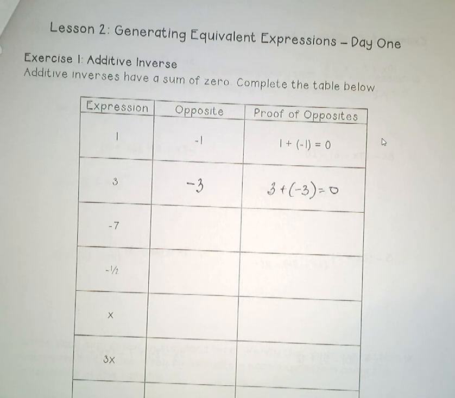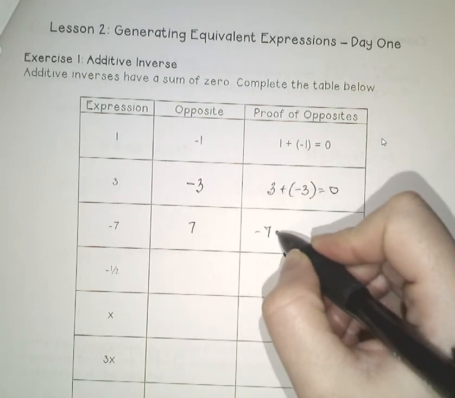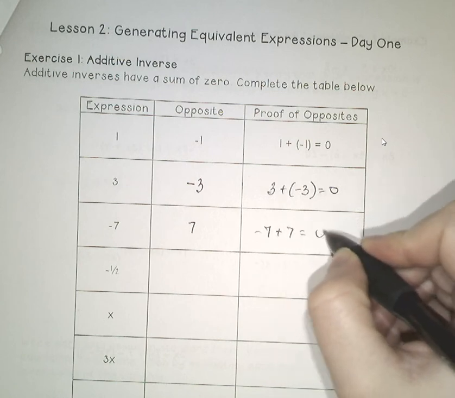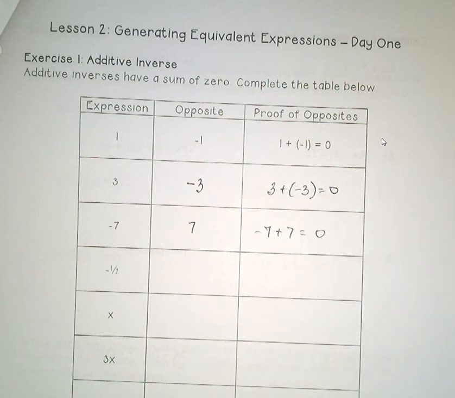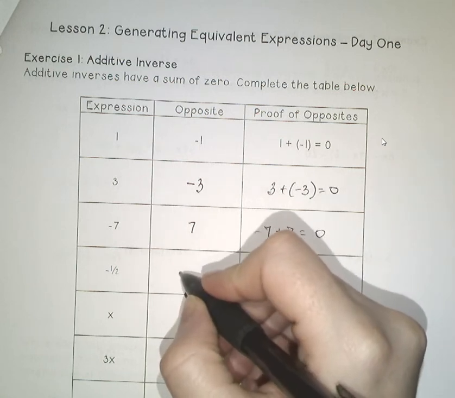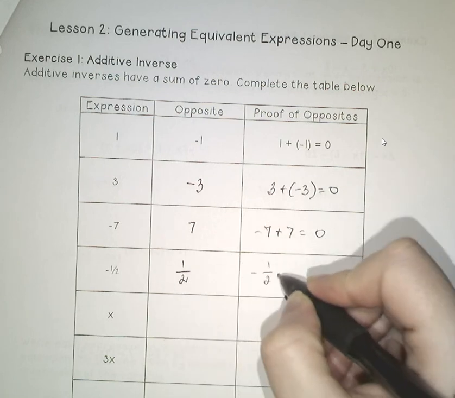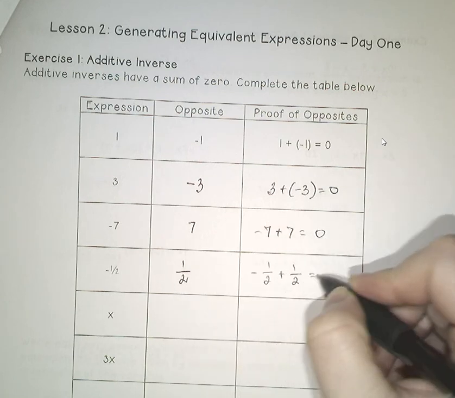-7. What is the opposite of -7? 7. And if I put them together and add them, it's going to be 0 again. What about -1/2? -1/2, the opposite of it is 1/2. And when I add -1/2 plus +1/2, I will get a 0.